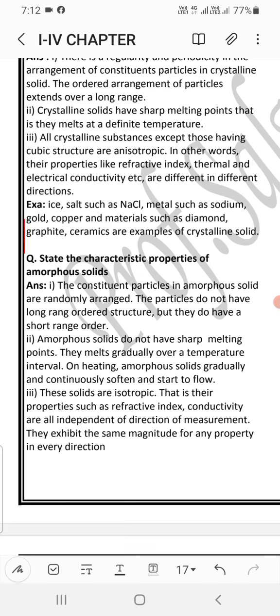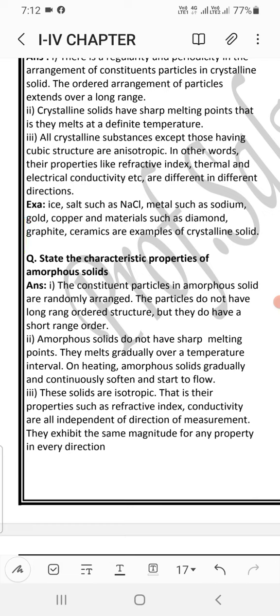For example, ice, salts such as NaCl, metals such as sodium, gold, copper, and materials such as diamond, graphite, ceramics are examples of crystalline solids. Okay, so these are the characteristic physical properties of crystalline solid.